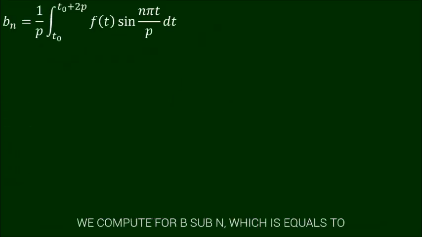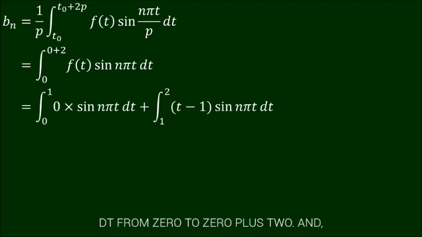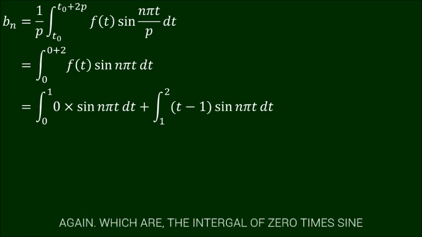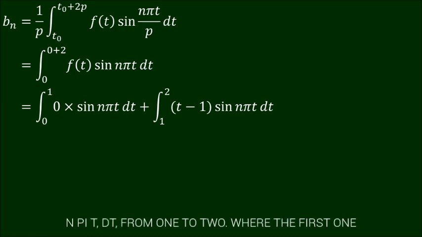Next, we compute for b sub n, which is equal to 1 over p integral of f of t sine n pi t over p dt from t sub 0 to t sub 0 plus 2p. After substituting the values of p and t, we get the integral of f of t sine n pi t dt from 0 to 0 plus 2. And similar to the first two, we will have two integrals again, which are the integral of 0 times sine n pi t dt from 0 to 1 plus the integral of t minus 1 times sine n pi t dt from 1 to 2, where the first one will be cancelled.